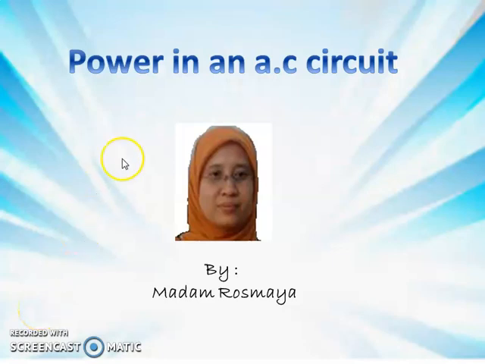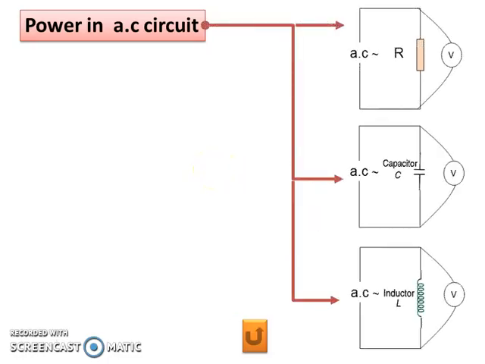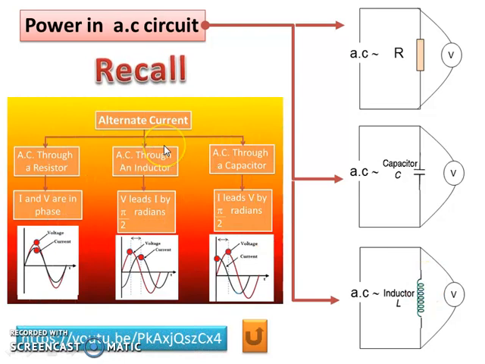In this video, we are going to discuss power in an AC circuit. The AC circuit that we are going to discuss consists of only either a resistor, a capacitor, or an inductor. Recall what we have learned before in this YouTube channel about the phase relationship between current and voltage.